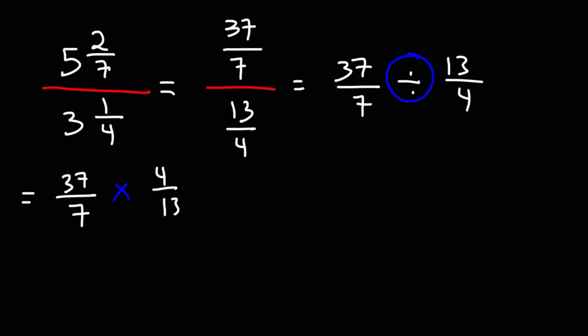But now what we can do is we can multiply across. So 37 times 4 is 148. And then 7 times 13 is 91. So the answer is 148 over 91.